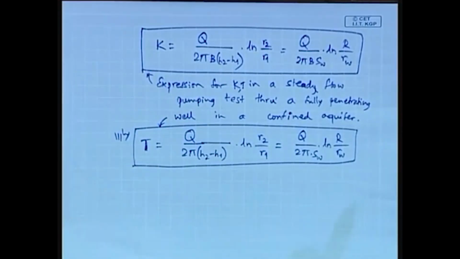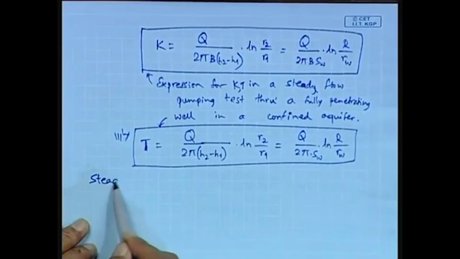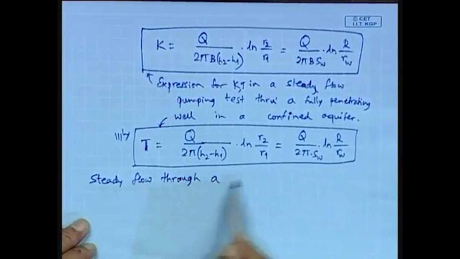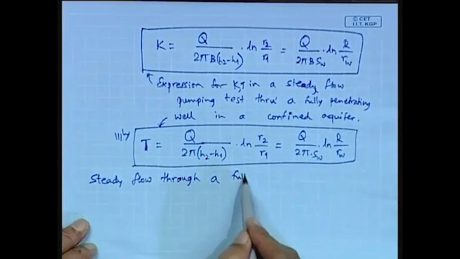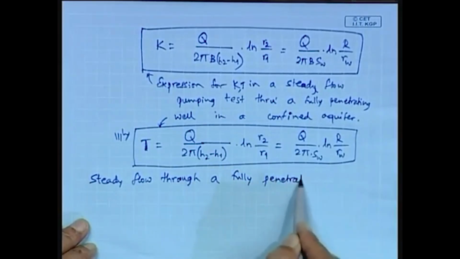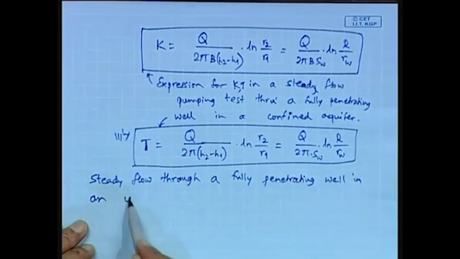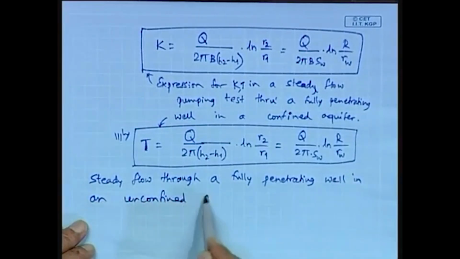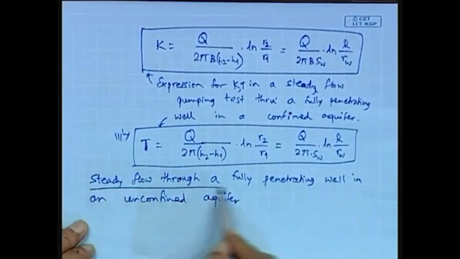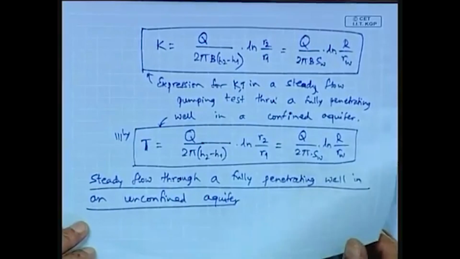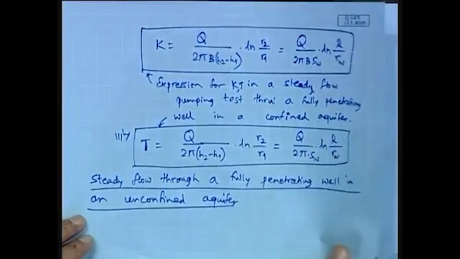Now, let us go to the case of steady flow through a fully penetrating well in an unconfined aquifer. So far we have seen the steady flow through a fully penetrating well in a confined aquifer, and now let us go to the steady flow through a fully penetrating well in an unconfined aquifer.